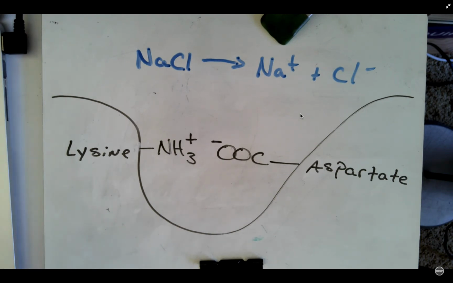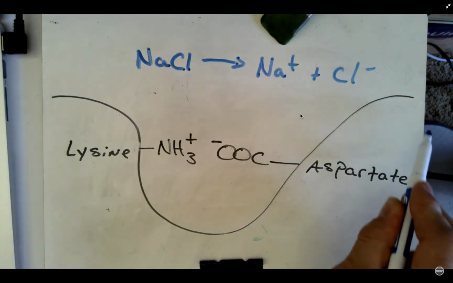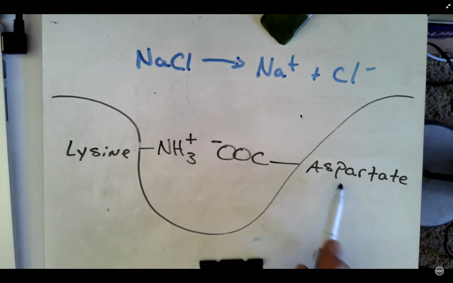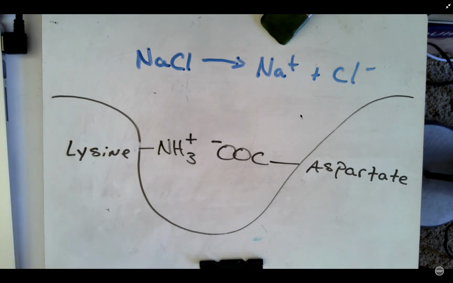So the solution in which they are dissolved has to have a specific ionic strength. And if you stray away from that too much by either not enough or too much, then there's the possibility of denaturing that protein. So here we have that same protein, lysine and aspartate. There's our COO negative and our NH3 plus, and we have an ionic interaction there.